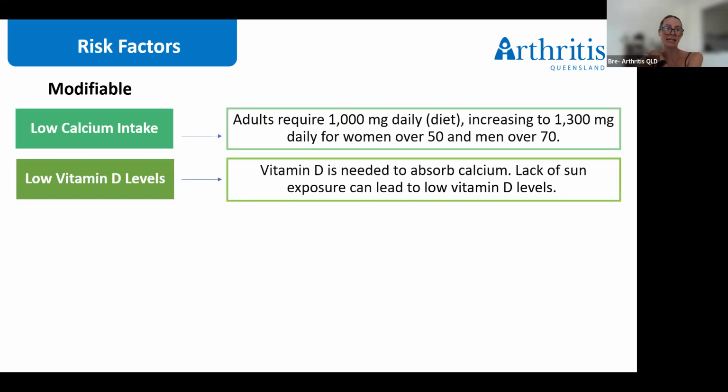The next one is low vitamin D levels. So vitamin D is needed to absorb the calcium in our body. Having a lack of sun exposure can lead to low vitamin D levels. So people who are at risk of vitamin D deficiency should go see their doctor and get tested.